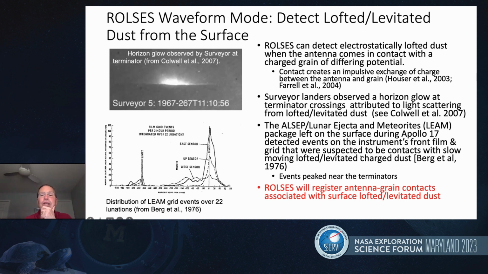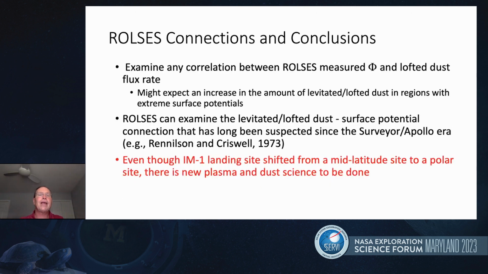So ROLSES should register these same kinds of antenna grain contacts associated with surface lofted dust, probably along the lines of LEAM, actually. Given that we can get a measurement of the surface potential along with lofted dust, we can examine their correlation. In particular, it's long been suspected that the levitated and lofted dust may come from extreme surface potentials, and we can actually test this now up in the polar region. So the bottom line is, even though we moved our landing site to higher latitudes, I think there's a new opportunity here to do new plasma and dust science in a correlated way that we maybe couldn't have done at lower latitudes.